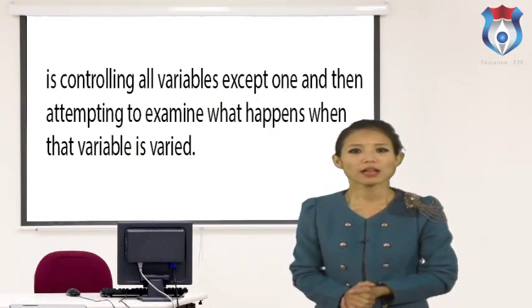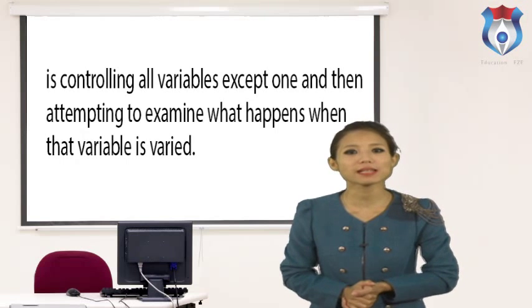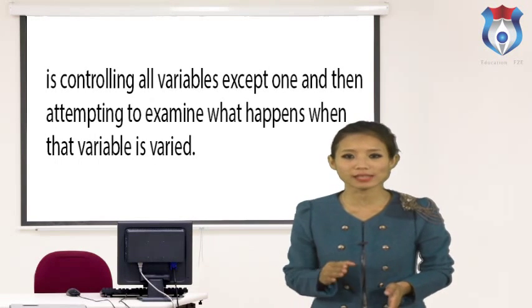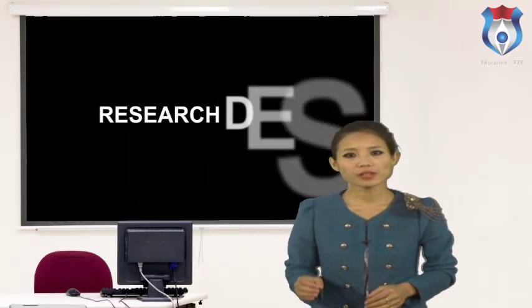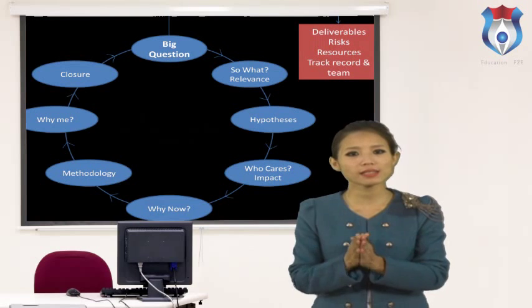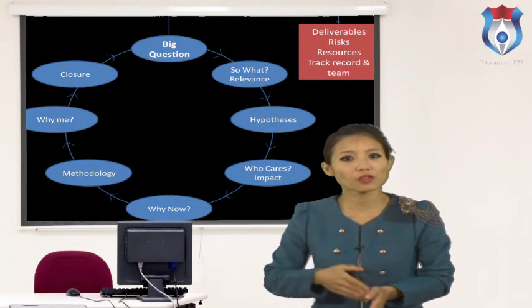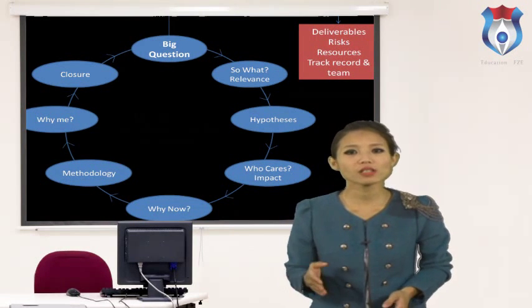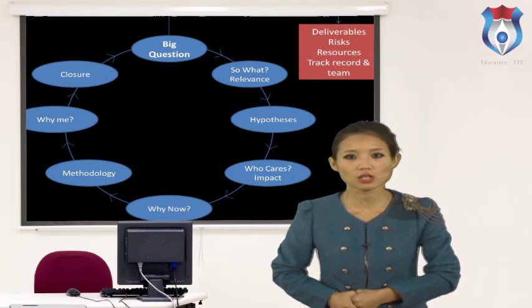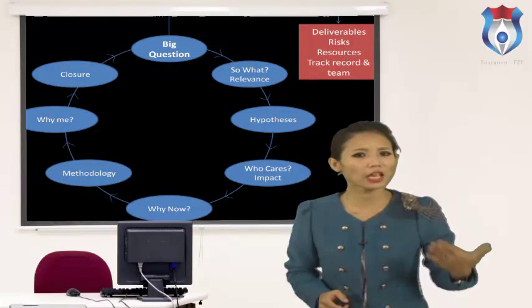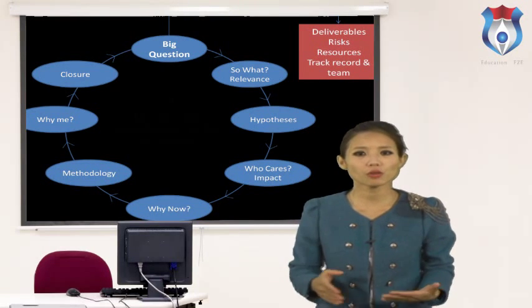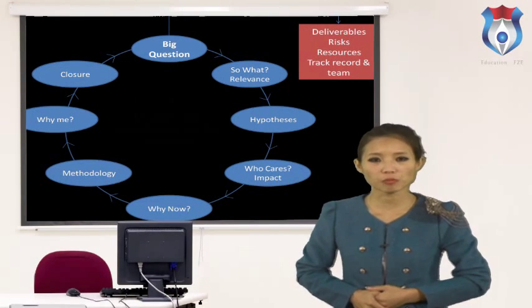Controlling conditions, that is, controlling all variables except one and then attempting to examine what happens when that variable is varied. Research design provides a systematic plan of procedure for the researcher to follow. A research design is the arrangement of conditions for collection and analysis of data in a manner that aims to combine relevance to the research purpose with economy in procedure.